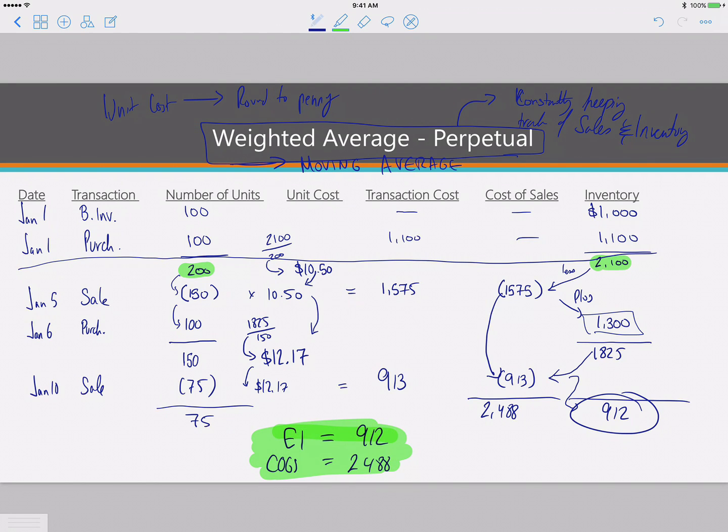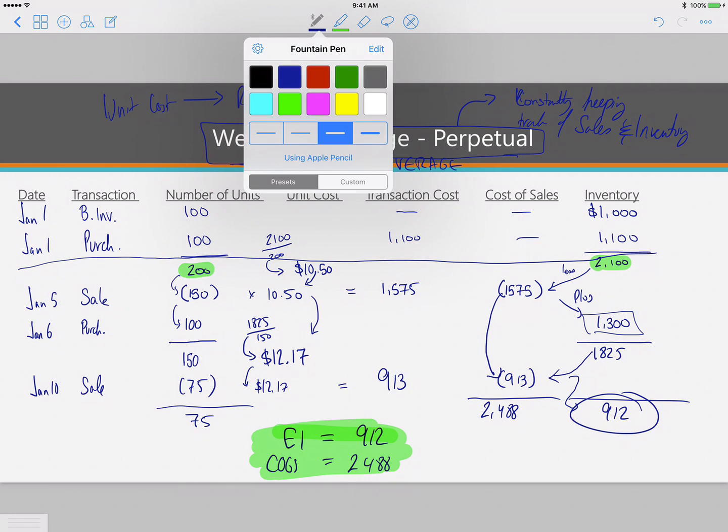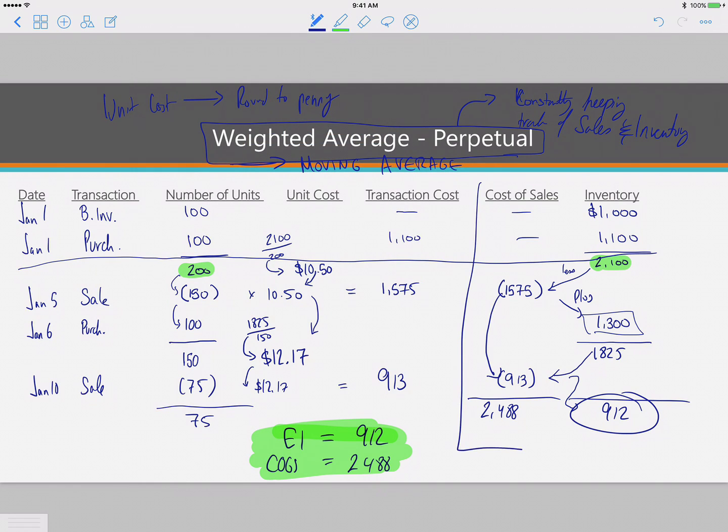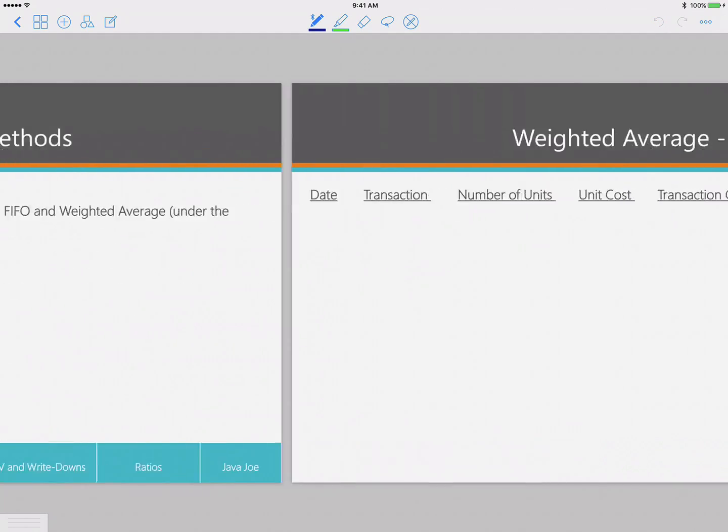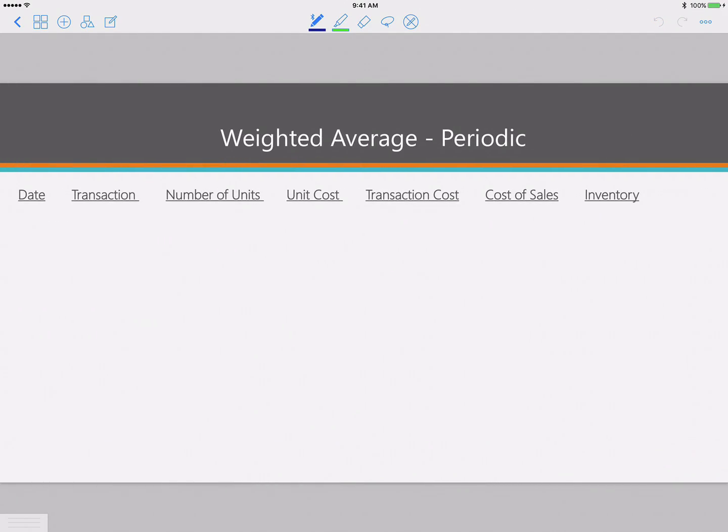And you can see here, if you follow this table, you just need to add up everything in this column, and you'll have your COGS. And if you add up your inventory less your cost of sales, you're going to get your ending inventory. So if you want to try that again, go ahead. It's just practice, and you'll get to learn this table. We're now going to try the same problem again, though, with weighted average, but under the periodic system.